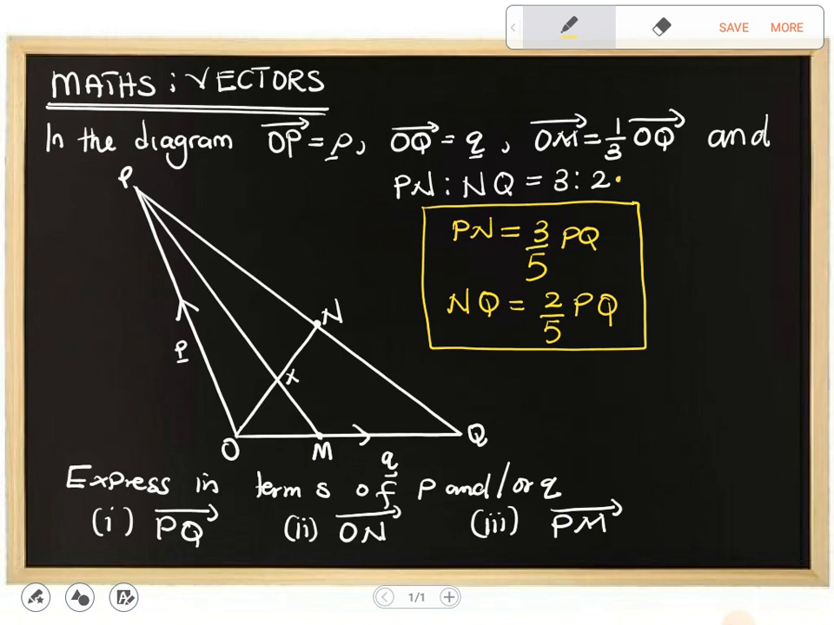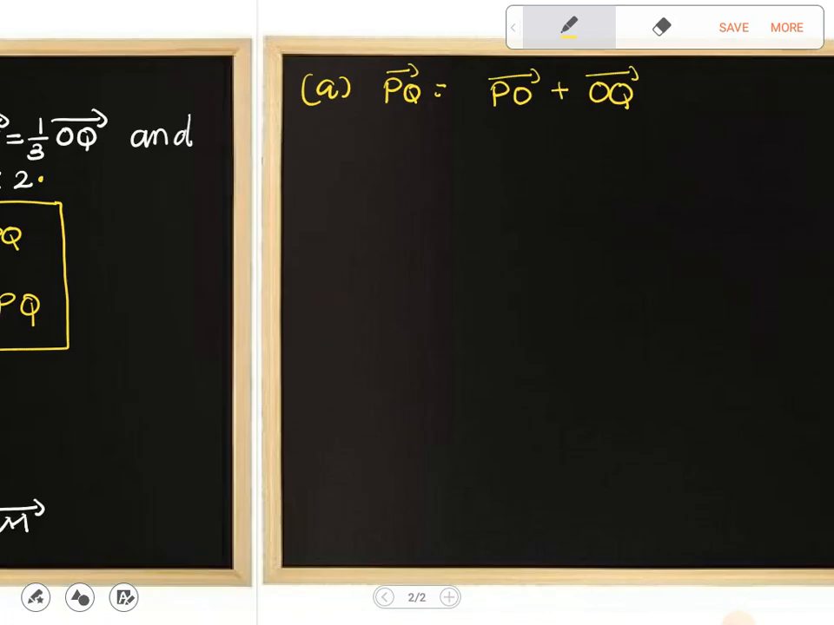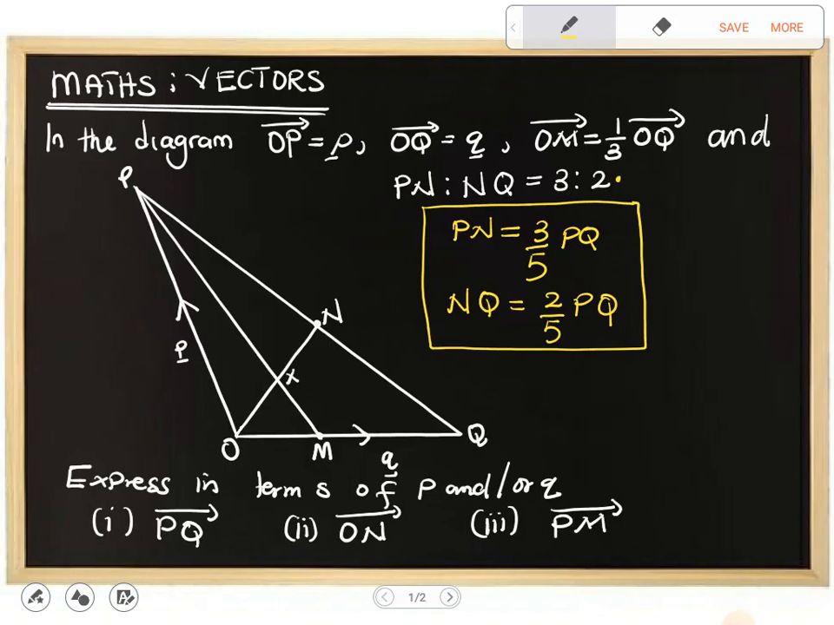Let us find PQ. Part A. So you would know that PQ is equal to PO plus OQ. I'll explain why. Where is PQ? PQ is this distance. So we are starting from P, ending on Q. This is what it means: start from P, end on Q.